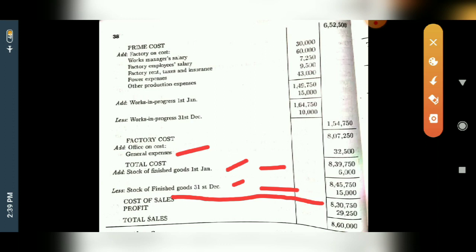Now you have to calculate the profit balance. Now you don't know this amount. First you have to take the total sales as usual, then you have to deduct this particular cost of sales from the total sales amount. 8,60,000 minus 8,30,750 equals one amount, that is 29,250, that is profit.